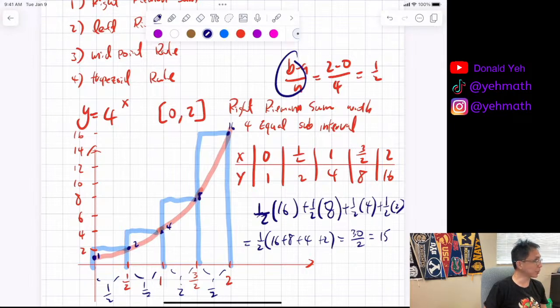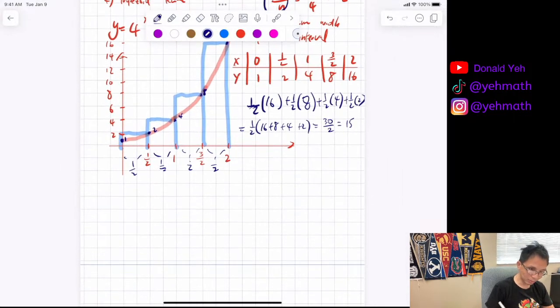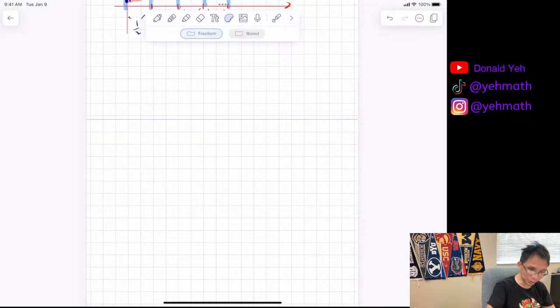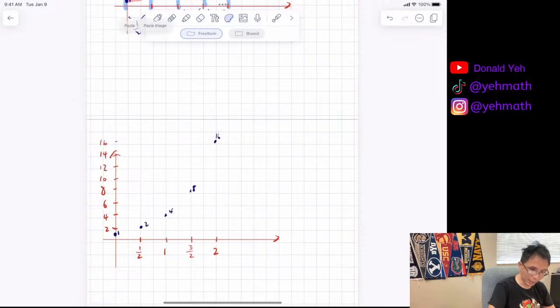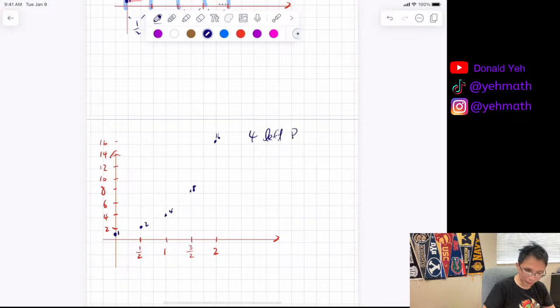Now, which value did I not use? 1 I did not use, right? You have to understand I didn't use 1 value because you've got 5 values and 4 spaces in between. If there are 4 spaces in between, I can only use 4 of the values, either the 4 rightmost values or the 4 leftmost values, depending on what kind of Riemann sum I use. Now, can you do the left approximation? That's a 4 left Riemann sum.